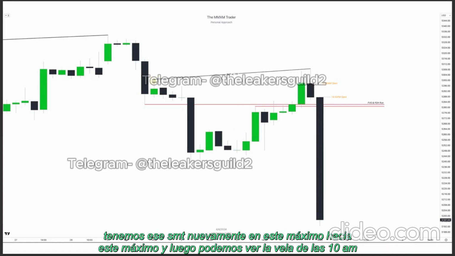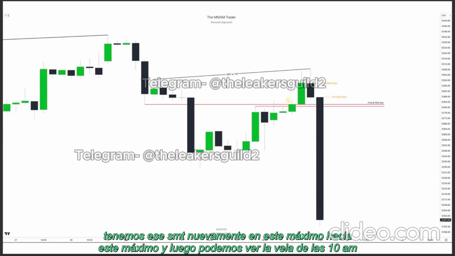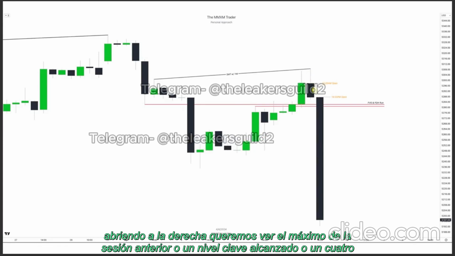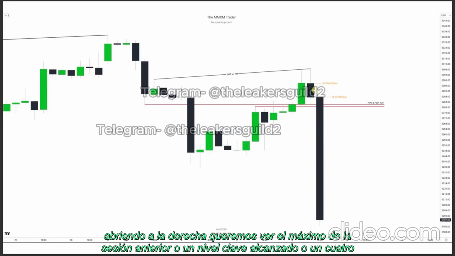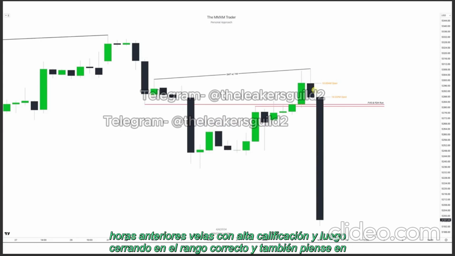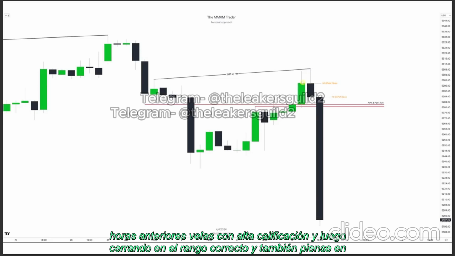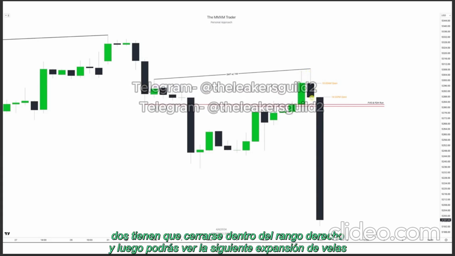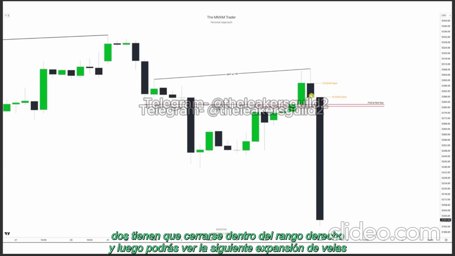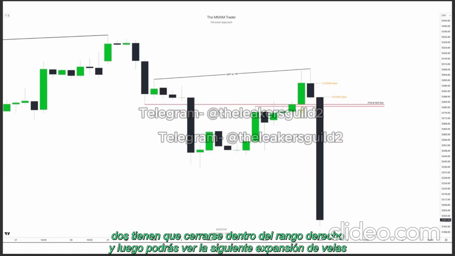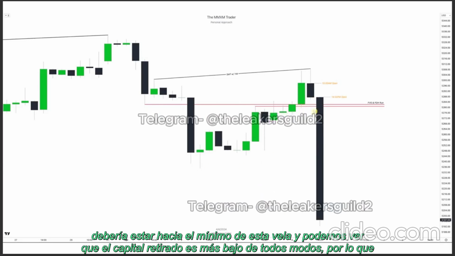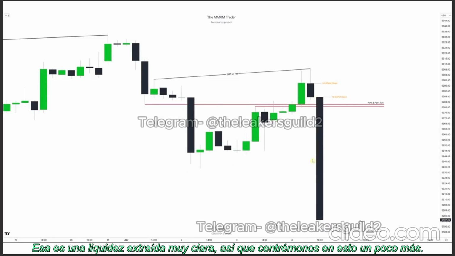So we have that SMT again on this high towards this high, and then we can see that 10 a.m. candle opening, right? We want to see either previous session high or a key level hit or a 4-hour previous candle's high raided and then closing in the range, right? And also think about the swing point video. We see the raid on the high, so we have candle 1, candle number 2 has to close inside of the range, right? And then you can see the next candle's expansion should be towards this candle's low, and we can see the draw on liquidity is lower anyway, so that is a very clear draw on liquidity.